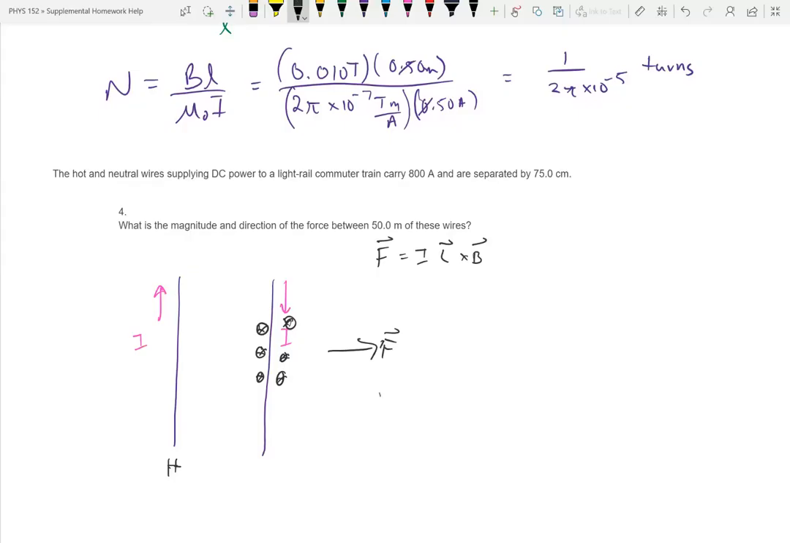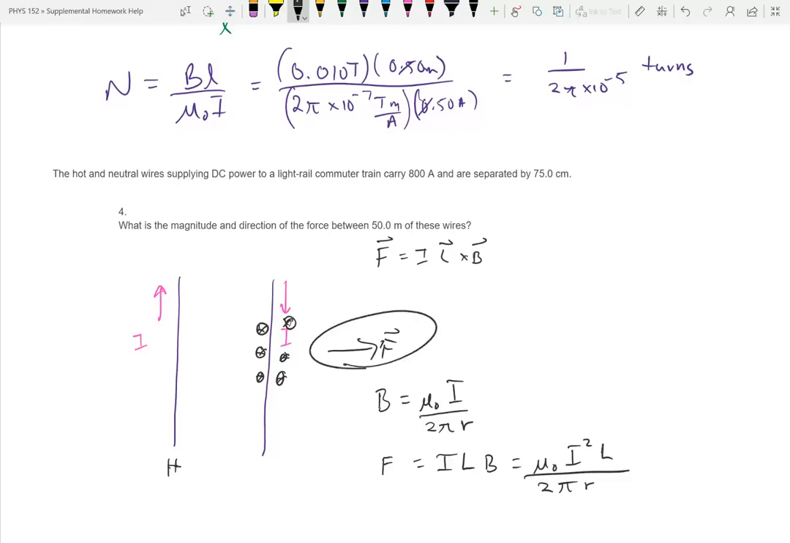And then we just have B is equal to mu naught I over 2 pi times R, where R is the separation. And then force is equal to I L B, which is mu naught I squared L over 2 pi R. Wait, and that's for the direction? The direction was from the right-hand rule. Okay. And this is for the magnitude. And so then we have to put our numbers in to actually get the value for the magnitude.